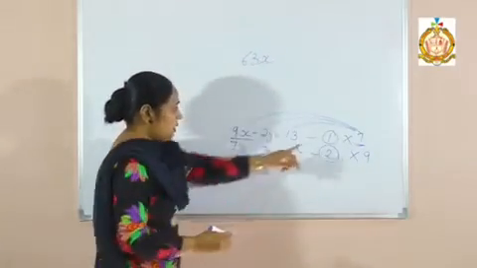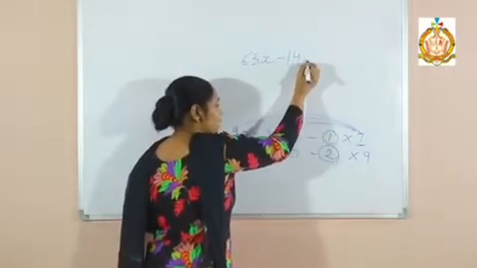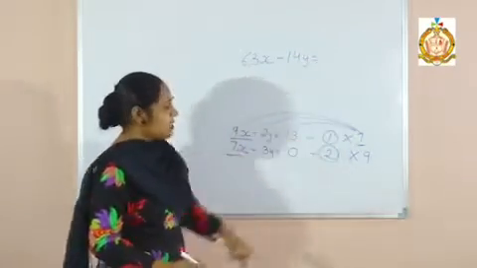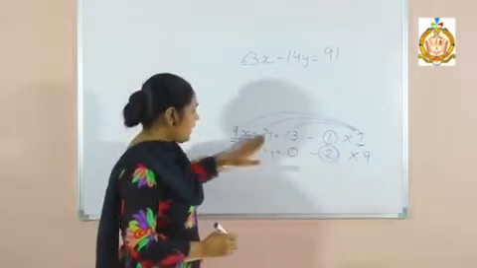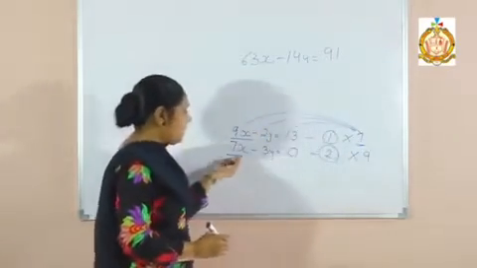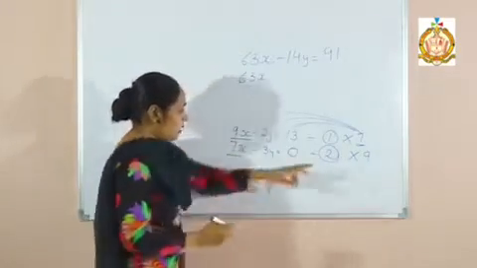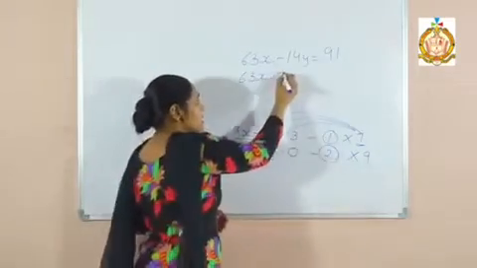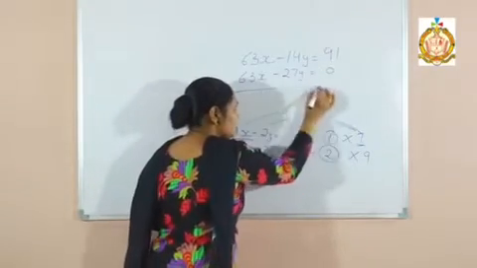Now 9 sevens are 63x. Then 7 twos are 14y equals to, then 13 sevens are 91. I multiply this 7 with each and every number. Now this 9 will multiply these numbers, it becomes 63x, then 9 threes are 27 with negative sign, and there will be 0. Now next concept.